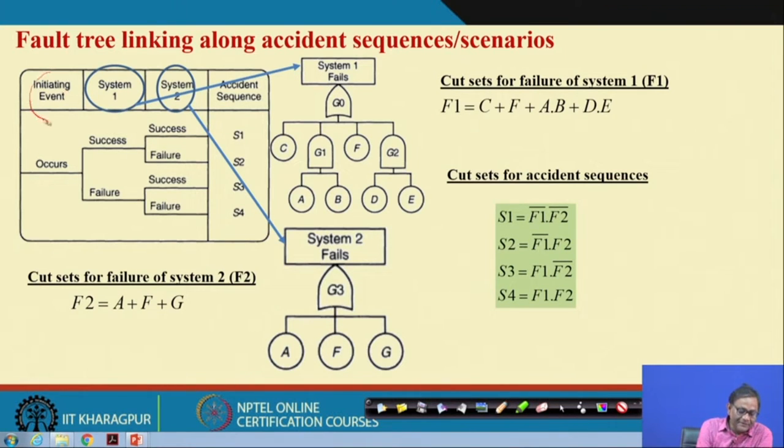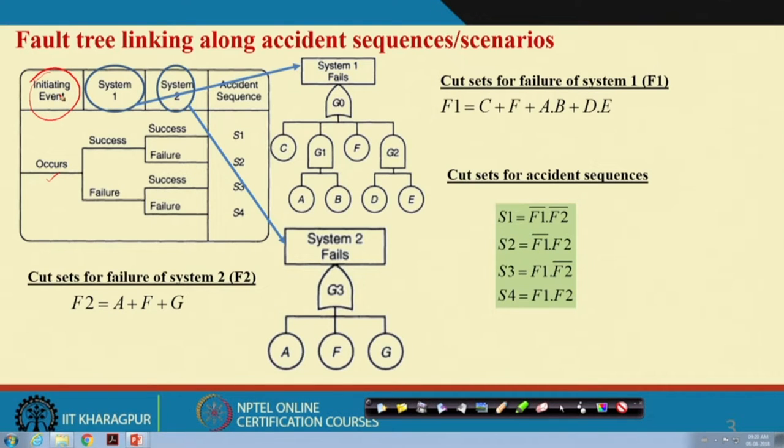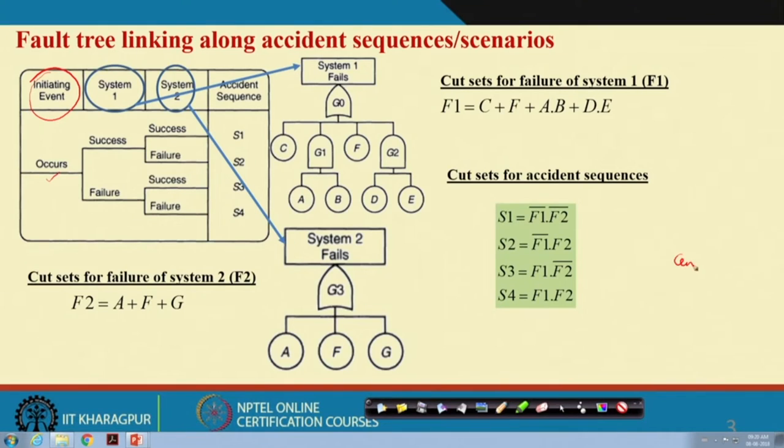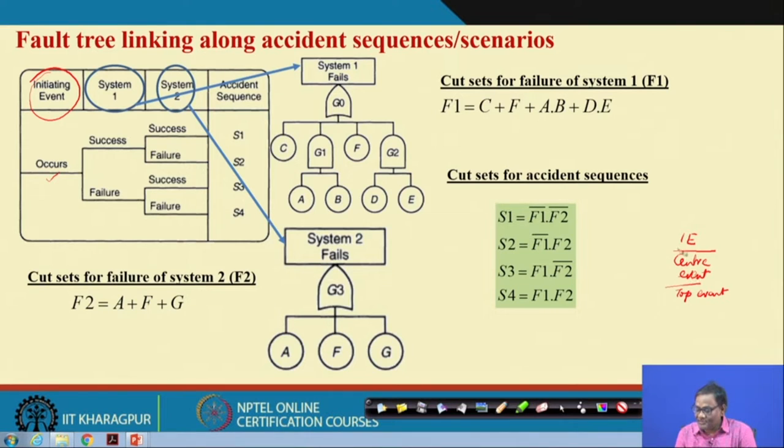So, initiating event. In event tree, the starting point is the initiating event. The initiating event should occur. If you go back to bow tie, you will find this is the event which is the top event in the fault tree. So, that is the linking point, and in bow tie this event is also known as the center event. So, in fault tree it is top event, and in event tree it is initiating event.